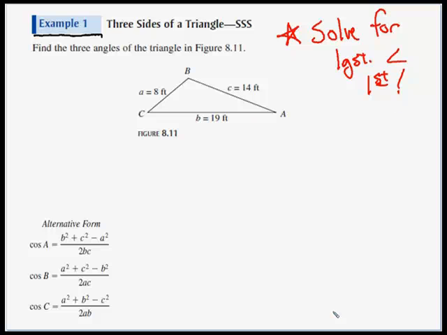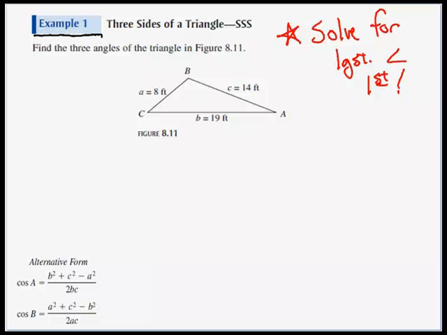How do we know which angle is going to be the biggest? Well, it's across from the biggest side. Of all three sides of the triangle, 19 is the longest. Across from the longest side will be the largest angle. So we're going to solve for angle B. So I'm going to move this down here so we can just see this formula. We want to find angle B, so we're going to use the cos of B is equal to this stuff.